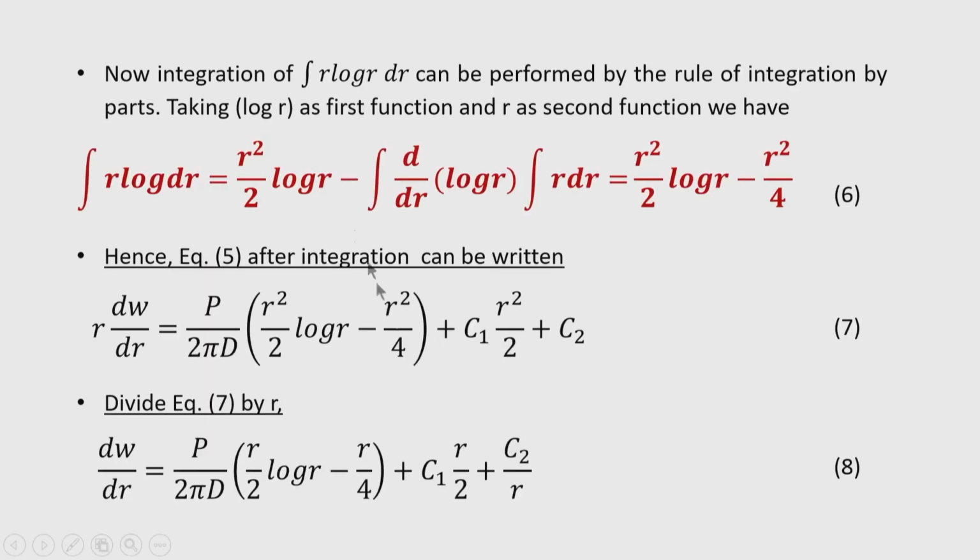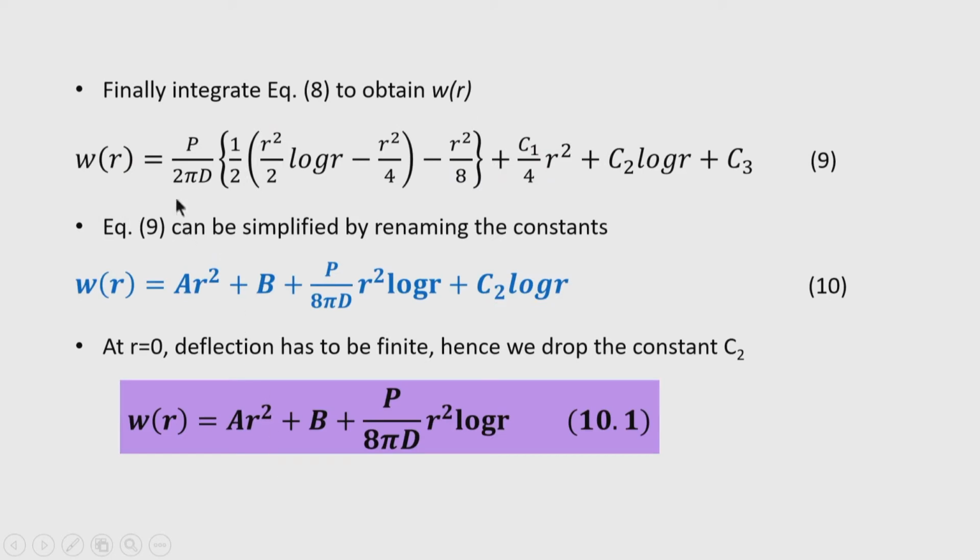So, finally, integrate equation 8. After the final integration, again you see that an r log r term appears inside the bracket. So, this expression can be used again here for integration. After the final integration, we get w(r), that is, w is a function of r. The deflected surface is a function of r because it is an axisymmetrical problem. So, there will be no variable theta in the deflection expression, because at any orientation the deflection value will be the same along the radial direction.